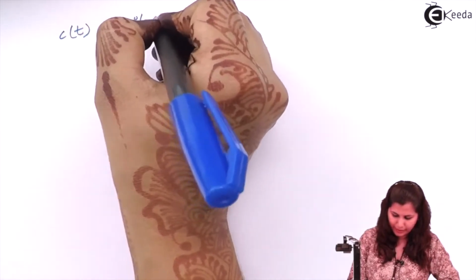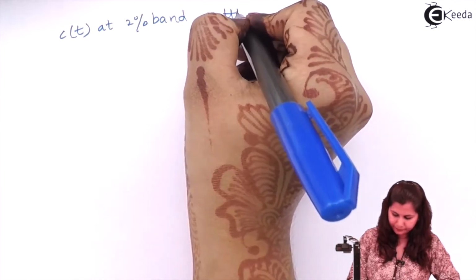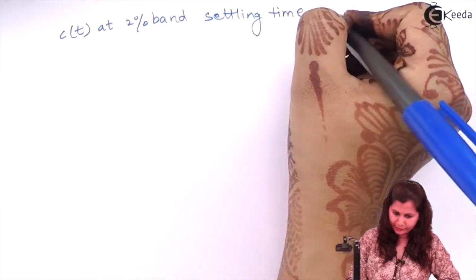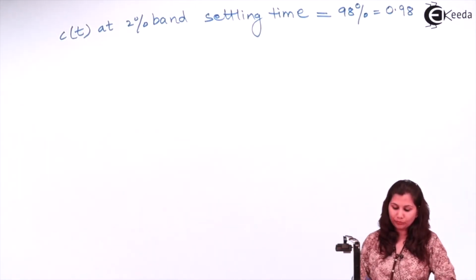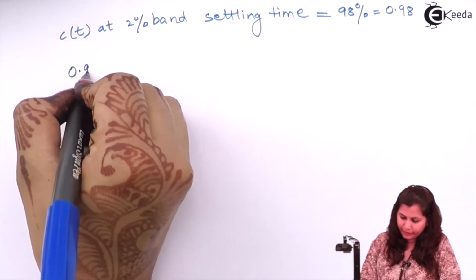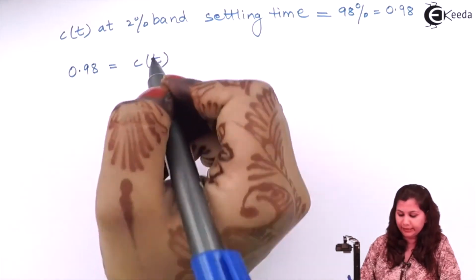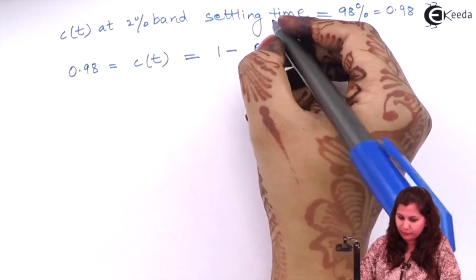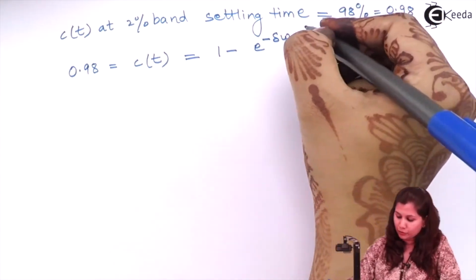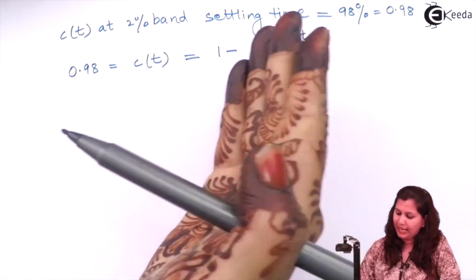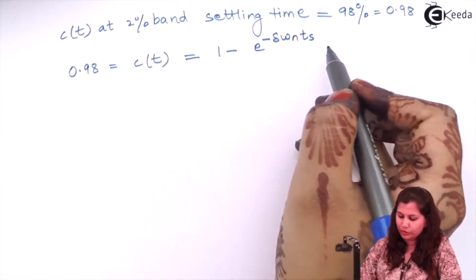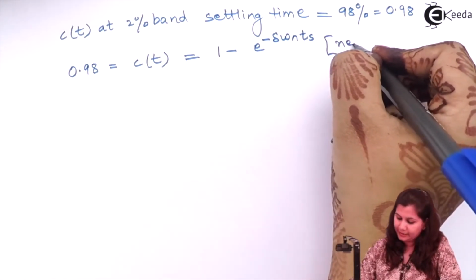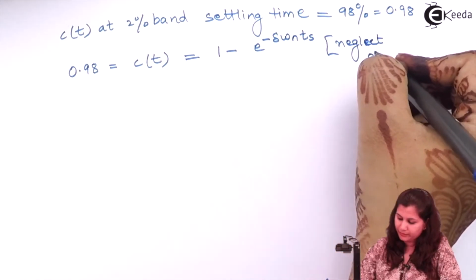So this CT at the 2% band settling time is 98%, so it means that it is 0.98. So equating this 0.98 to the output equation, that is CT, and in CT we have 1 minus e raised to the power minus del omega n t. So this t will now become ts, that is the settling time, and neglect all the other terms in the output equation. So we are left with only 1 minus e raised to the power minus del omega n ts, neglecting other terms.